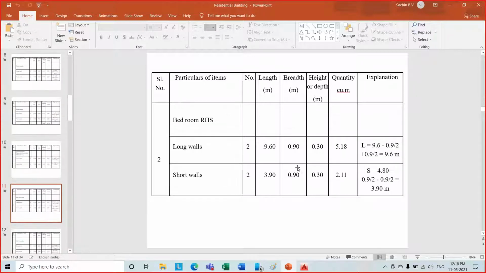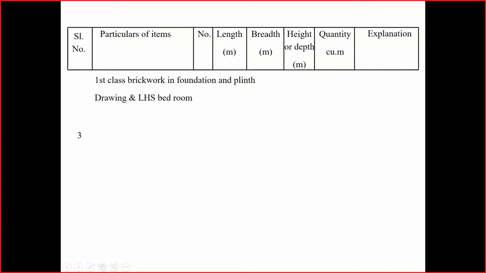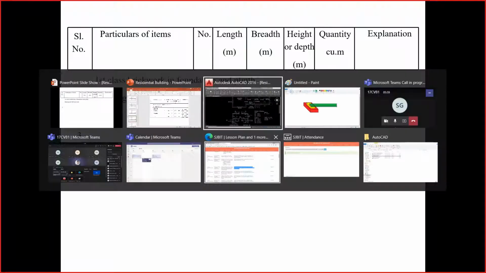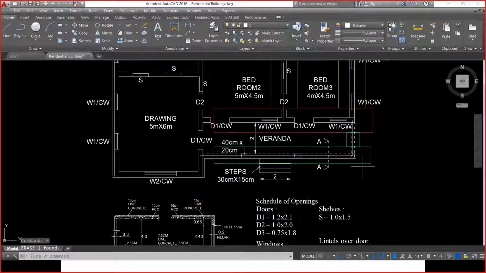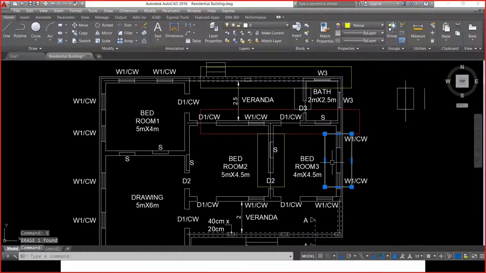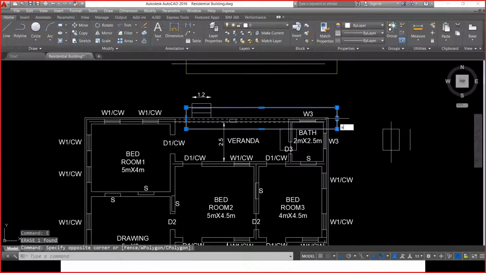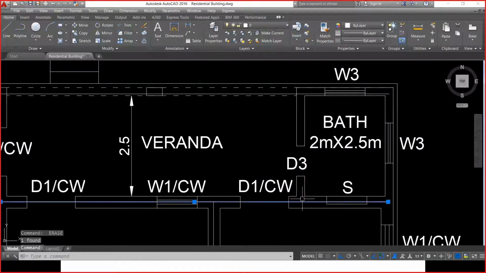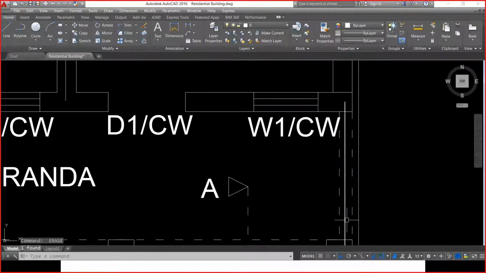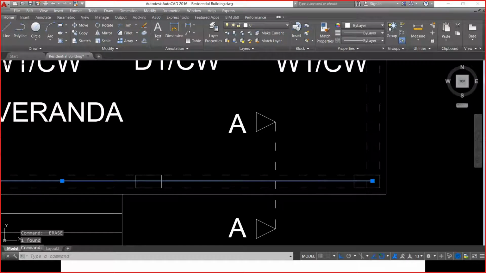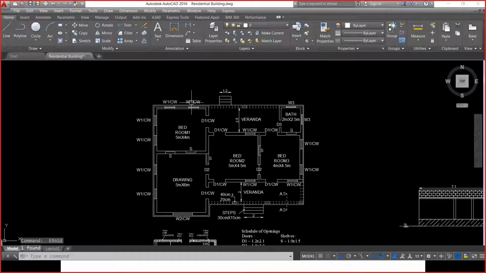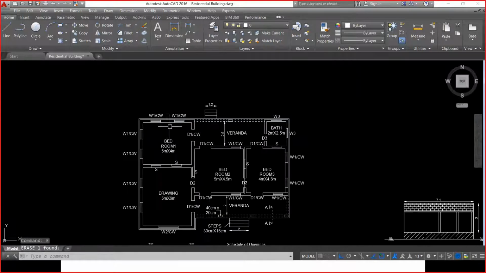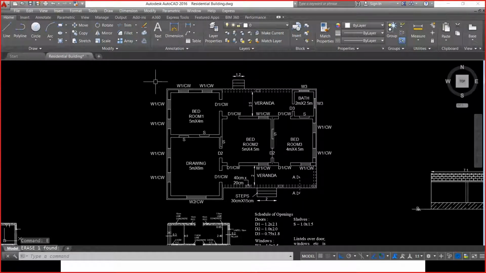Now let us move on to the calculation of first class brickwork in foundation and plinth for drawing room and left hand side bedroom area. Let me erase these things so that we'll not have any confusions. Yeah, we have to again start with long wall, short wall, the same procedure. There are no changes with the procedure. Again, let us consider this area. I'm going very quick now to follow the things.